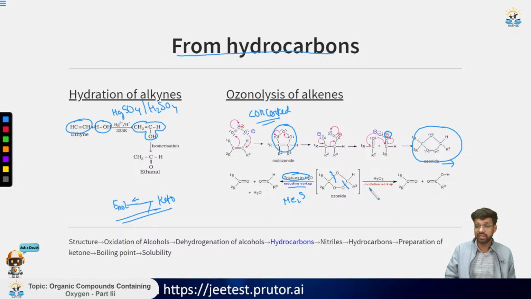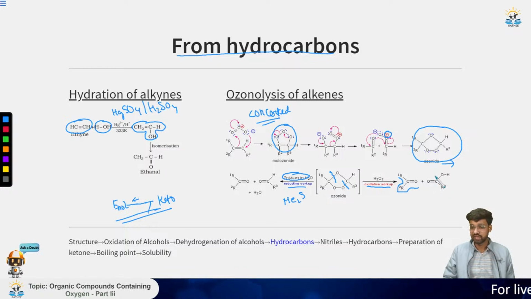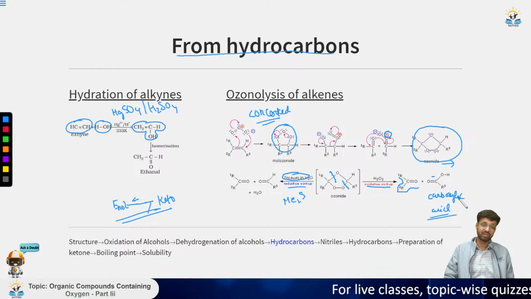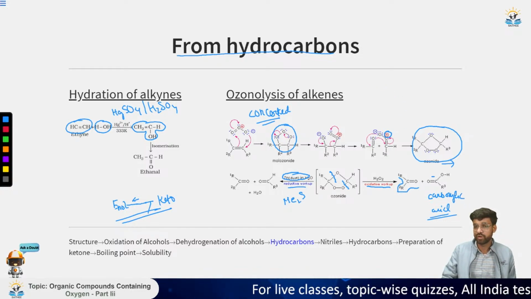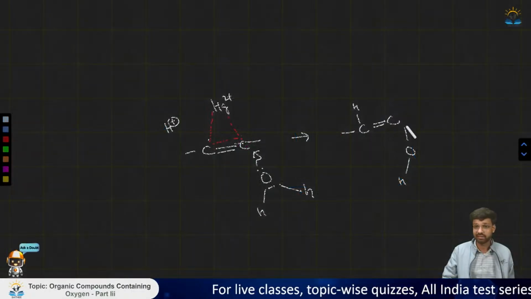But if we do the oxidative workup, we will of course get a ketone, plus the carbon at the end will become a carboxylic acid. So this method can also be used for the preparation of carboxylic acid. This reaction is very important. If I summarize it in one line, you can say it like this.